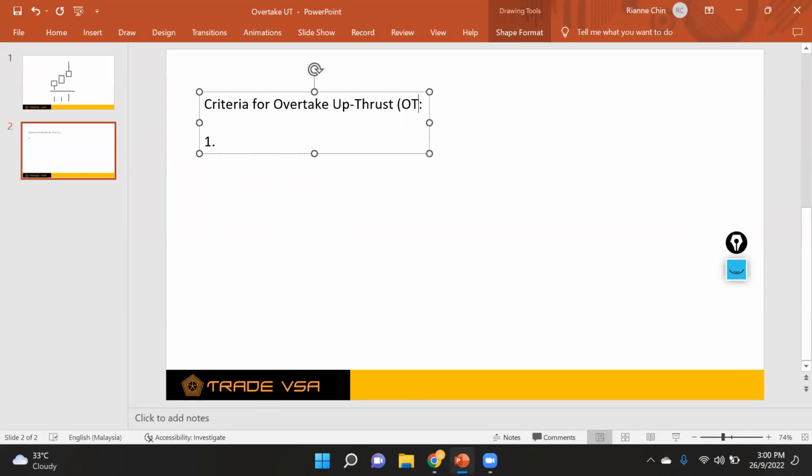I think OTUT, or overtake upthrust, has been covered by Sifu Fu during the masterclass, especially in the pullback section. I think he covered the OTUT in detail. So today, on my part, I will cover how I personally use it, and how you can read this sign, this pattern, in the chart whenever you see it.